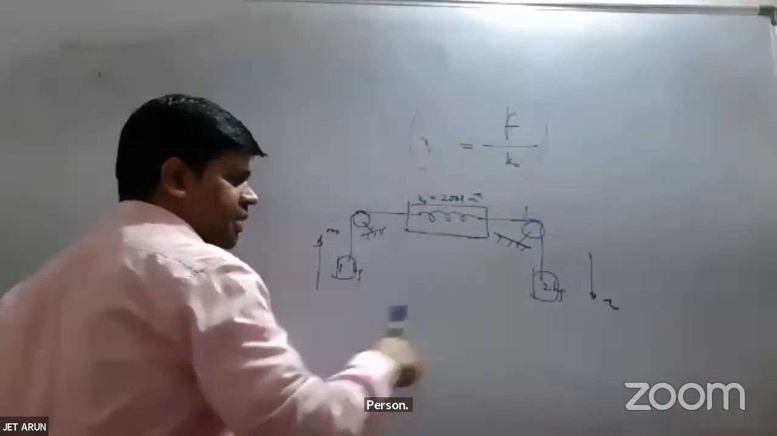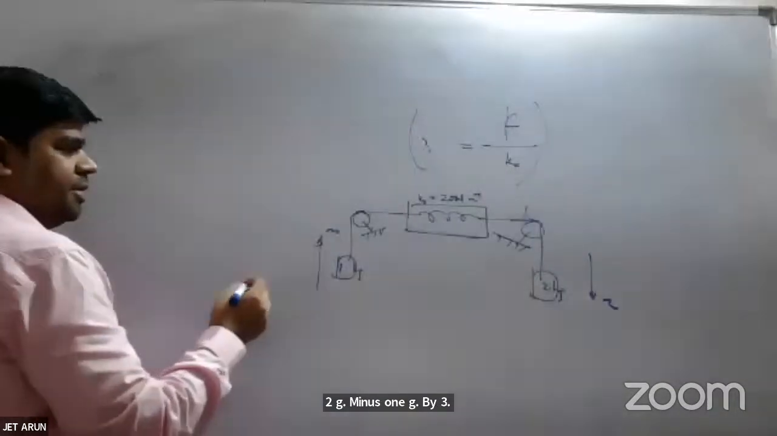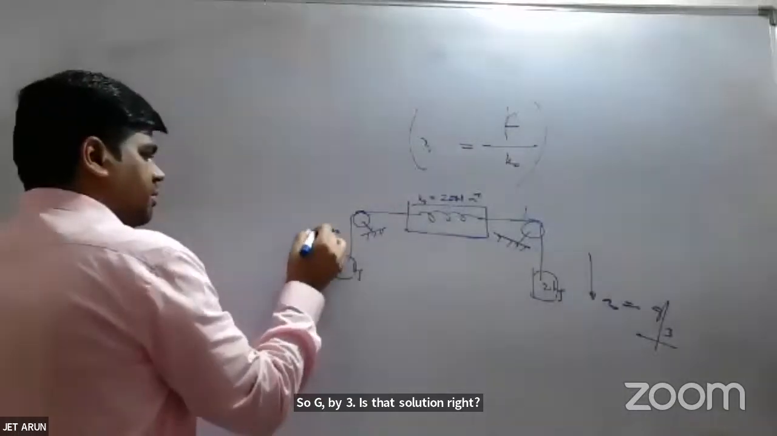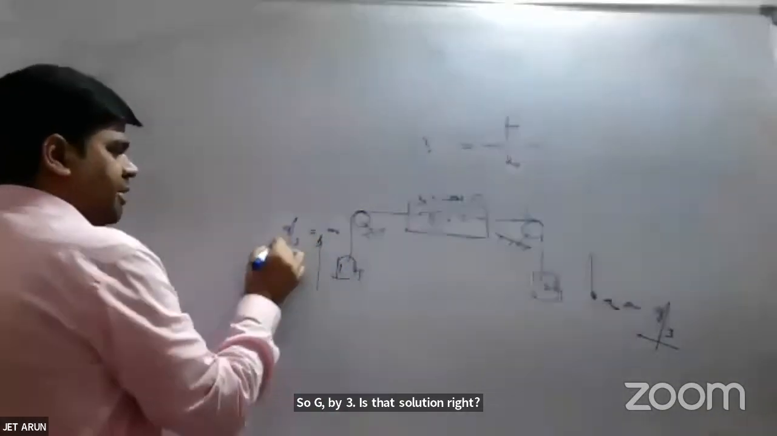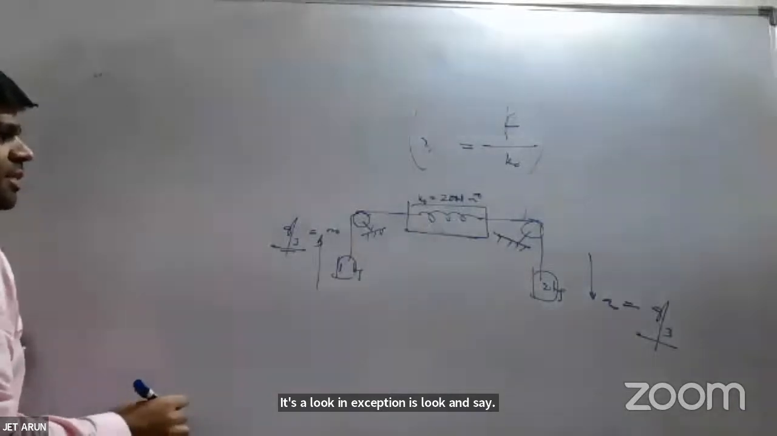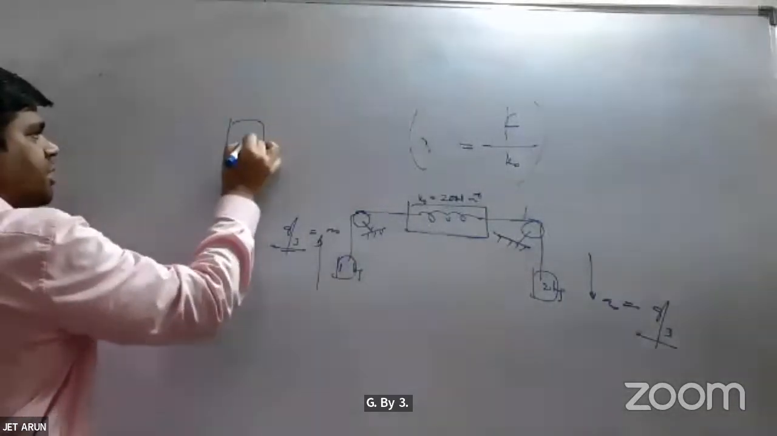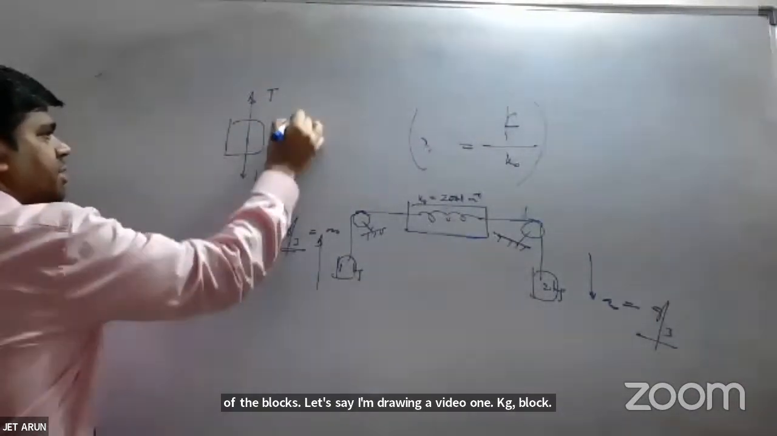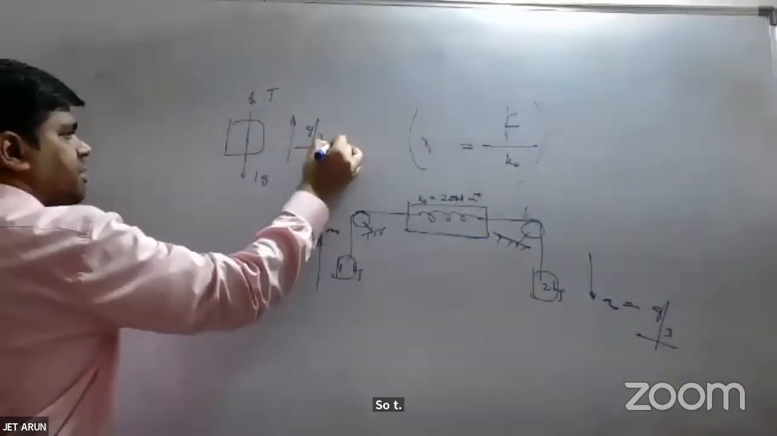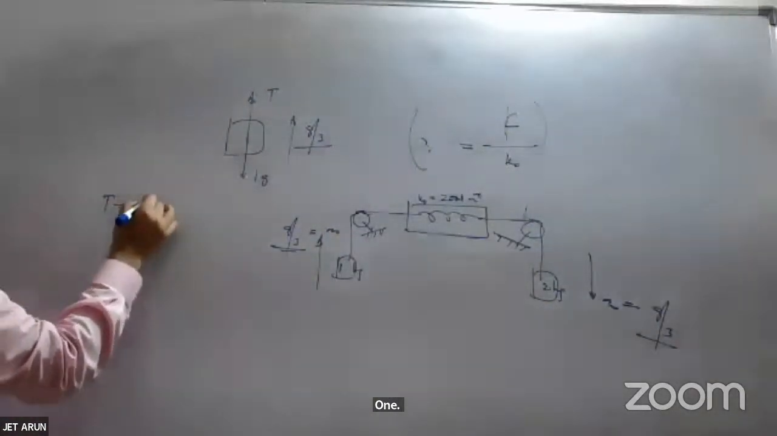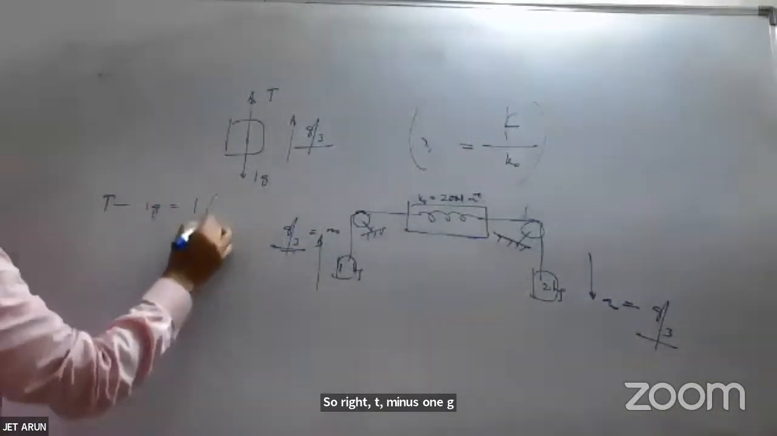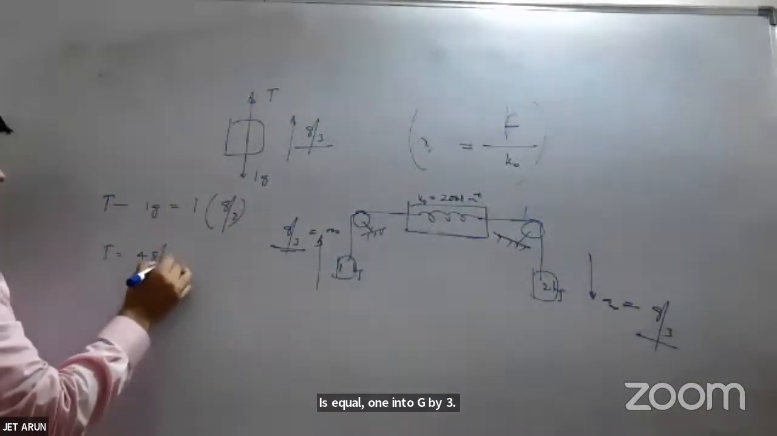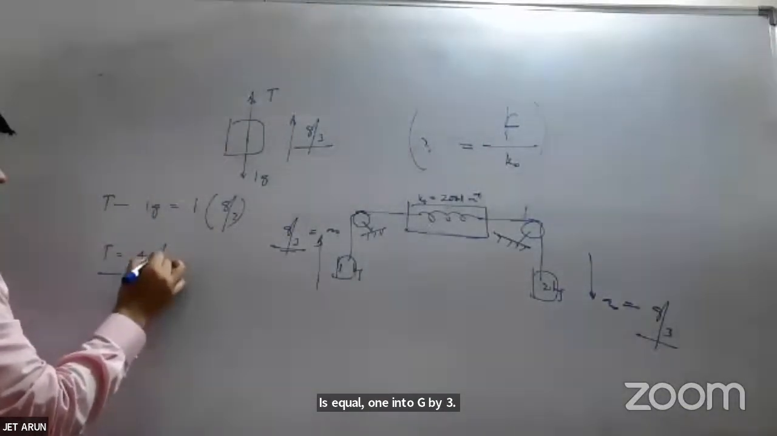2g minus 1g by 3. So g by 3 is the acceleration, right? Acceleration is look and say. Now, once I get acceleration, I'll draw a free body diagram of one of the blocks. Let's say I'm drawing the FBD of the 1 kg block. So T, 1g, and acceleration is g by 3. So I'll write T minus 1g is equal to 1 into g by 3. So T is equal to 4g by 3, 40 by 3.